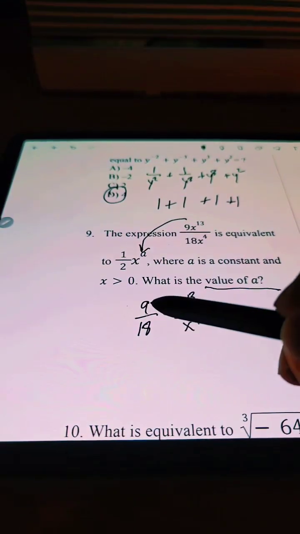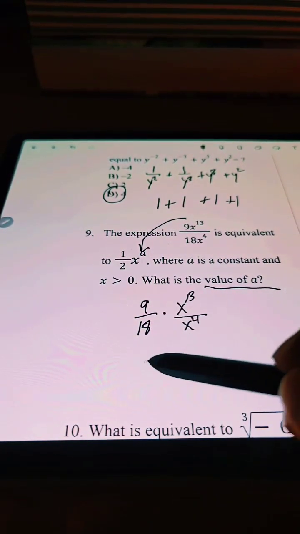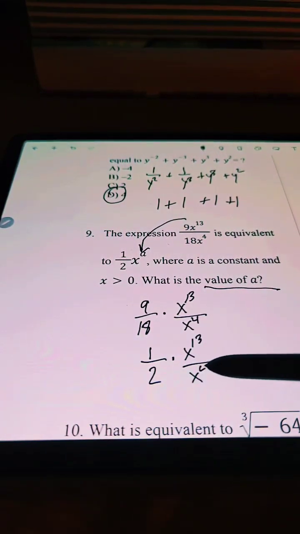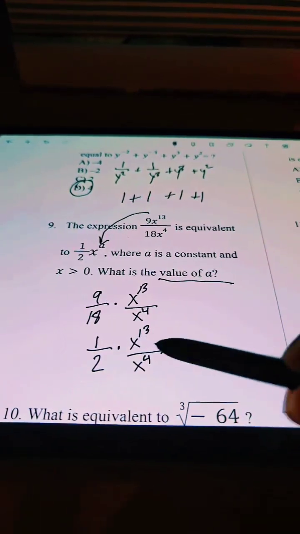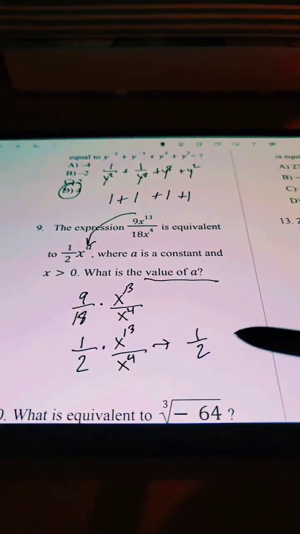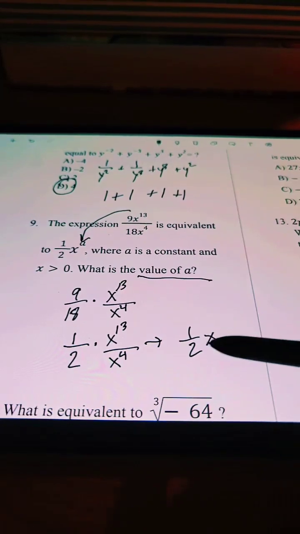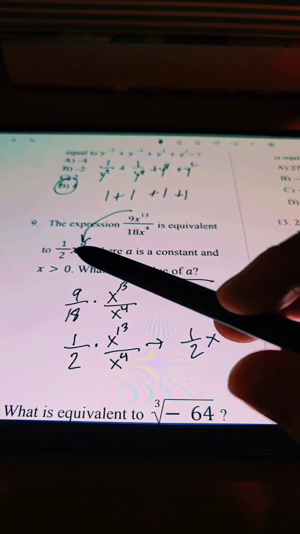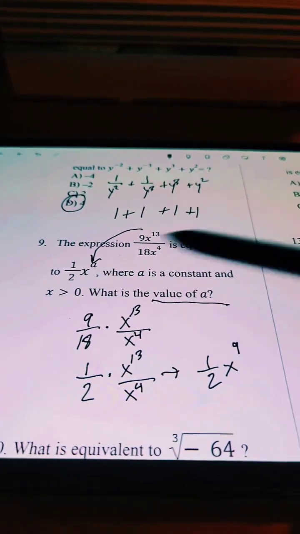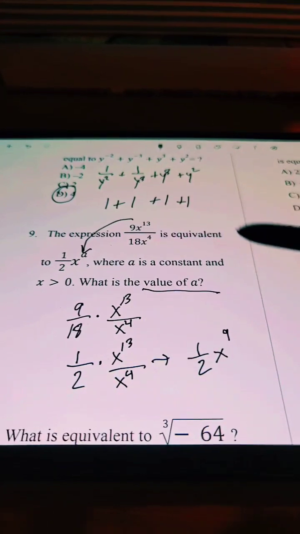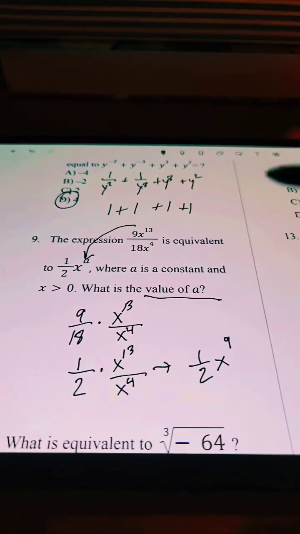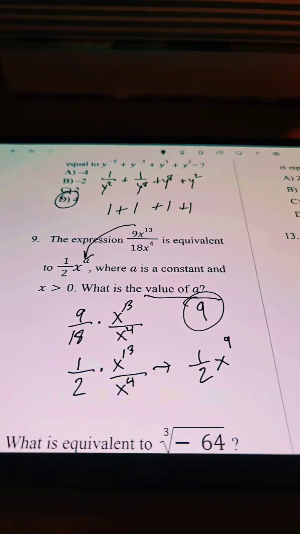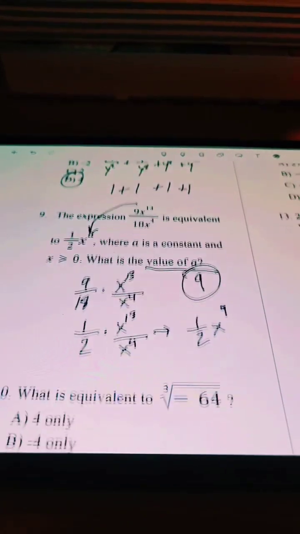And then if I simplify this by dividing by 9 on top and bottom, I get that that's 1/2 times x to the 13th over x to the 4th. So now I'm going to do quotient rule with the x's and just copy over the 1/2. And I'm going to say, okay, that's 1/2 times x to the 13 minus 4, which is just 9. So you see now it looks more like this expression that we have there. And a happens to be the exponent there, which we see now is 9. So a should be 9.